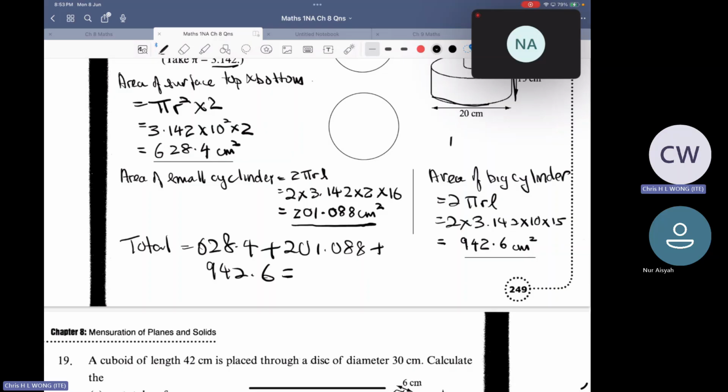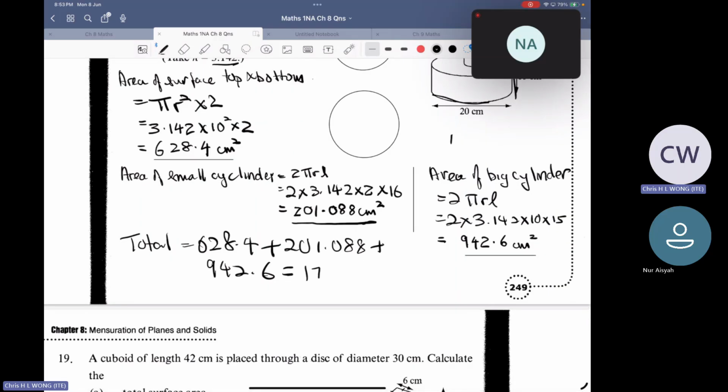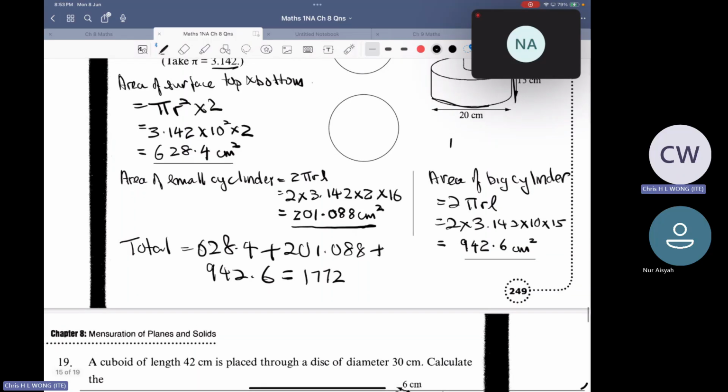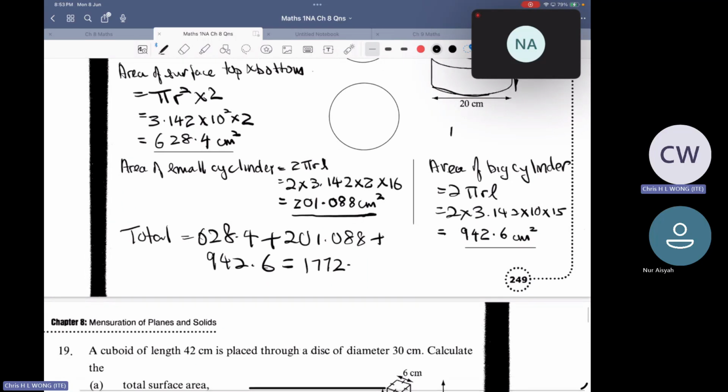1,772. Did they ask you to give any significant place? If they ask you, just change. If they didn't tell you, just leave it as 3 decimal places or 2 decimal places, good enough. It's not long, so it's okay. If it's very long, then you make it shorter. Yeah, easy, eh? No problem.